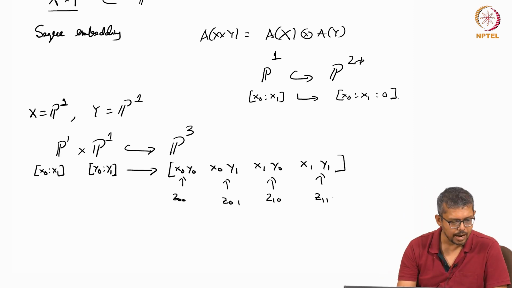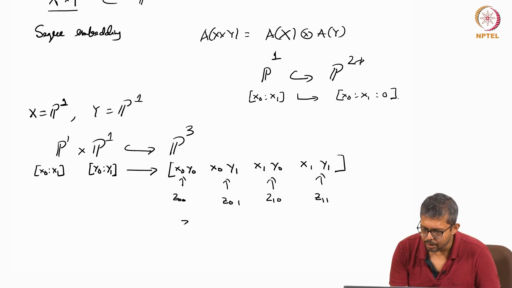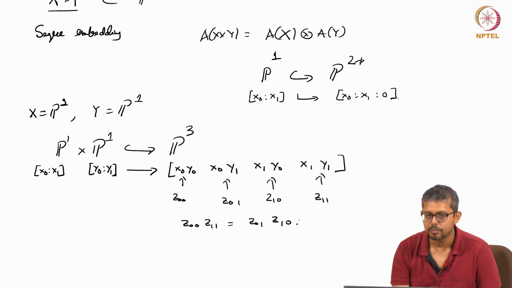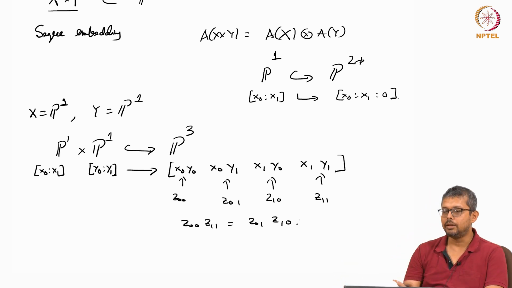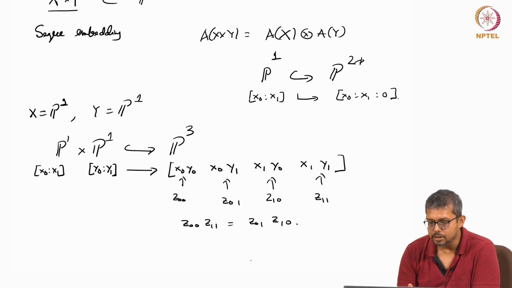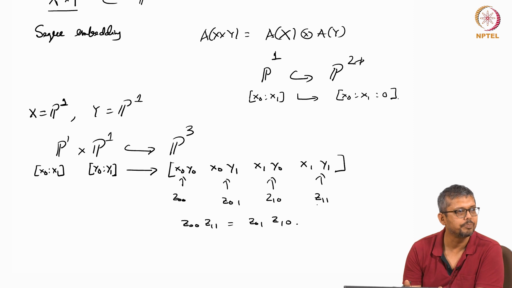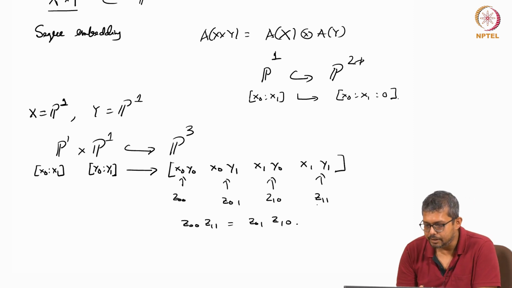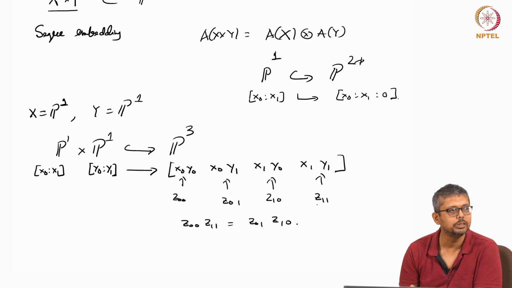Then they satisfy some property. If I take the product z naught naught times z1 1, this is nothing but z naught 1 times z1 naught. This is the only equation it satisfies, and this map is injective. And this is a closed condition. This is a homogeneous polynomial.